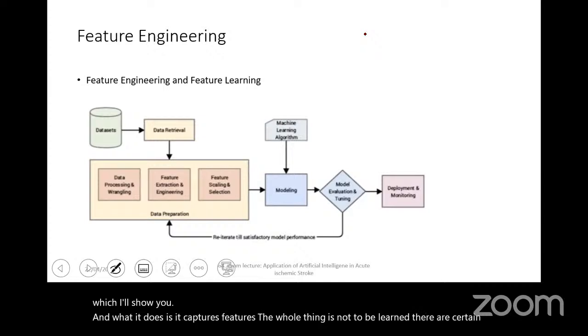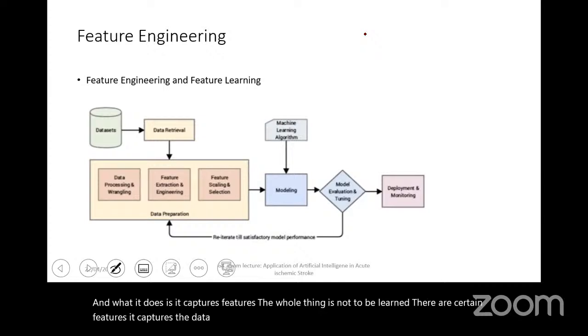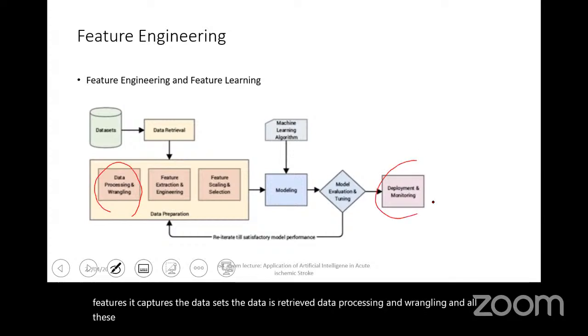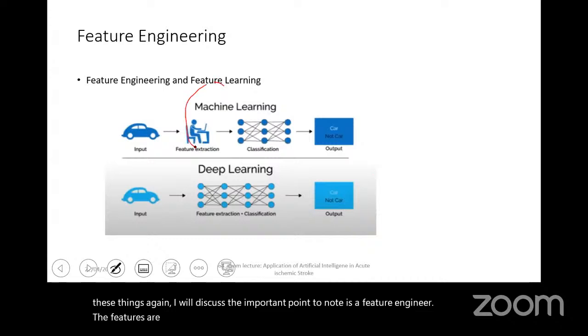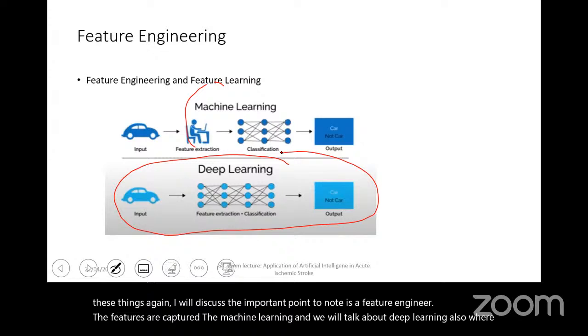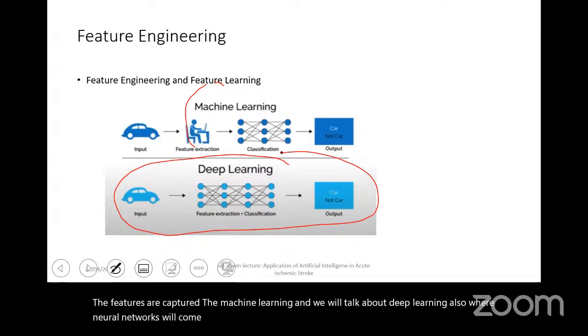It captures the data sets, the data is retrieved, data processing and wrangling, and all these things I will discuss. The important point to note is feature engineering. The features are captured in the machine learning, and we'll talk about deep learning also, where neural networks will come into play and which will give us the output.